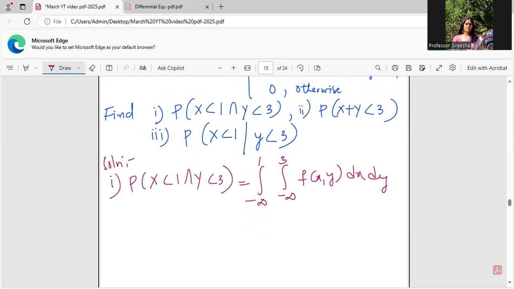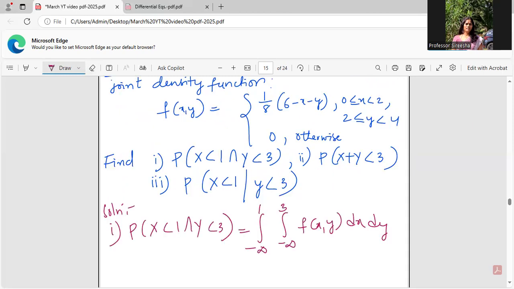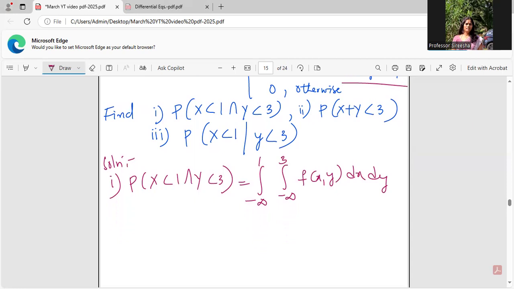Now see here, actually from minus infinity to 1 only, the x variable is asked, and the y variable is asked from minus infinity to 3. Actually, the question is this. But clearly you can see here, x is defined only from 0 to 2 and y is defined only from 2 to 4. So accordingly I have to modify the limits for the double integral.